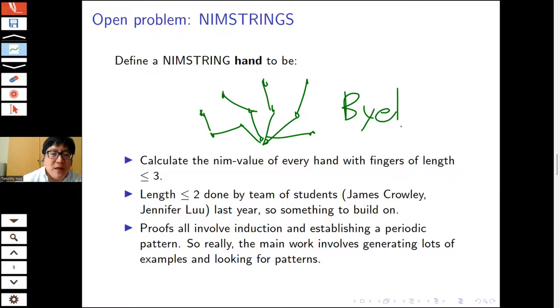And the proofs, as I was referring to, all involve induction and establishing a periodic pattern. So the main work involved is really approachable. Let me put a stop on this advertisement. The main work in this involves generating lots of examples and looking for patterns. Like I said, maybe I'll put that down here.